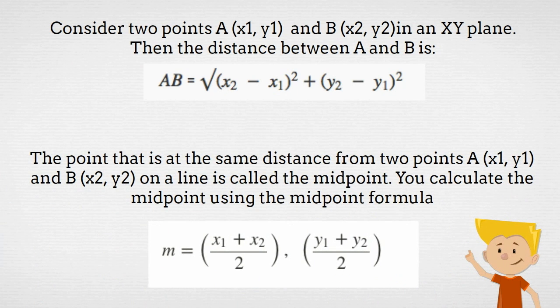The point that is at the same distance from two points A, which has coordinates x1, y1, and B, which has coordinates x2, y2, on a line is called the midpoint. You calculate the midpoint using the midpoint formula, which is m is equal to ((x1 plus x2) over 2, comma, (y1 plus y2) over 2).